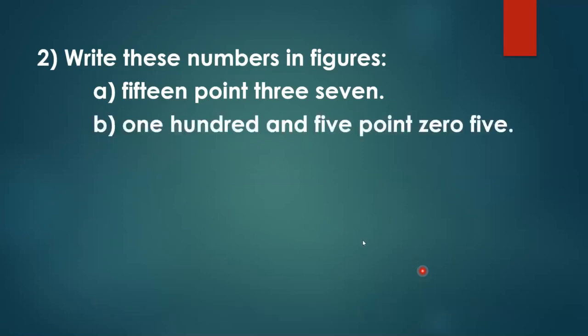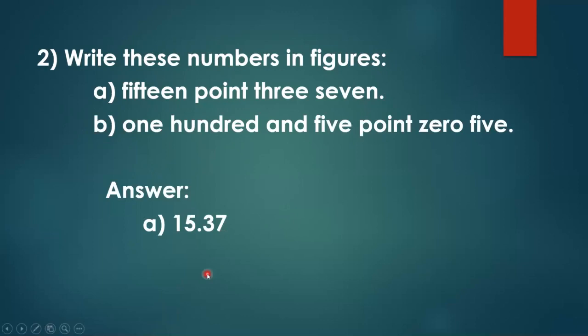Now about B part, 105.05. Okay, so these are the two numbers in words they have given, and we need to convert these numbers into figures. It's a very easy question. So the first, A part, is 15.37. In numeral form, it will be 15, point, the decimal notation, 37. Just writing the numerals, that's all. Instead of saying point, you put a decimal notation like a dot.